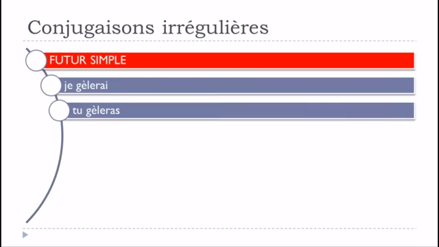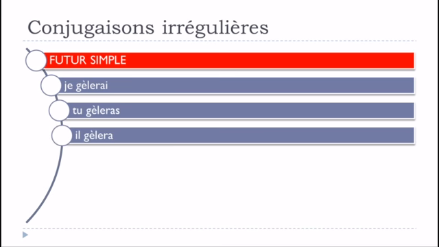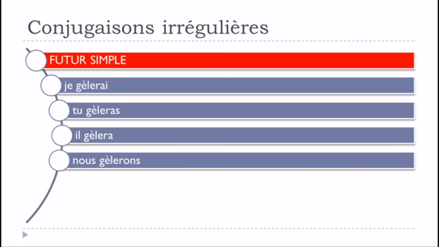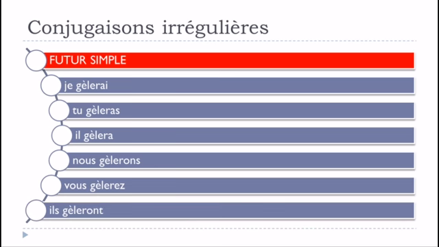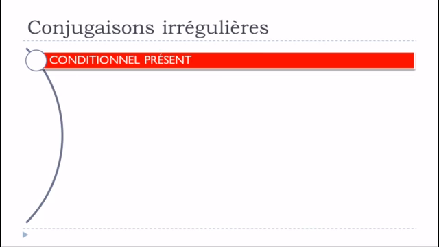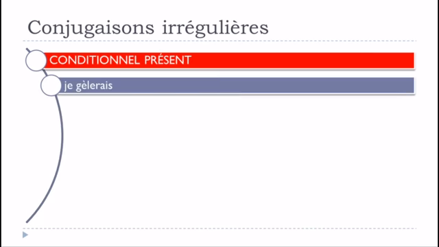Je gèlerai, tu gèleras, il gèlera, nous gèlerons, vous gèlerez, ils gèleront. Okay, so in that case you can see that all the forms are concerned, and it's exactly the same modification, so you need to put this accent grave on the top of the first E. So gèlerai, gèleras, gèlera, gèlerons, gèlerez, gèleront. Okay, so if we're talking about conditionnel présent now, we'll see the forms.